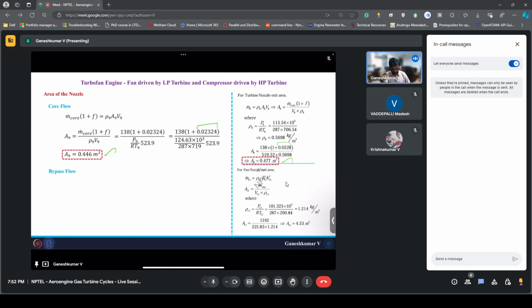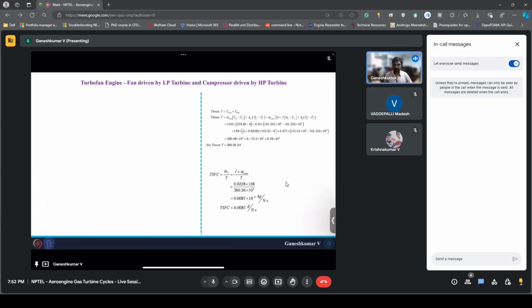Now in the bypass flow, again as I said, there is no change, so you will end up having the same area of 4.53 meters square, which is the same as what we saw in the lecture also. I hope it is clear why these are two different things, and why the bypass is the same. All right.